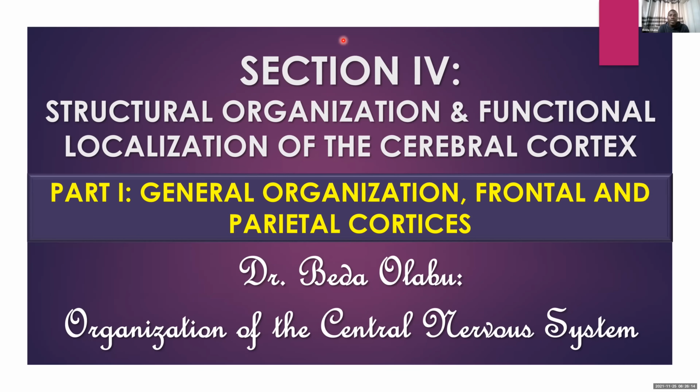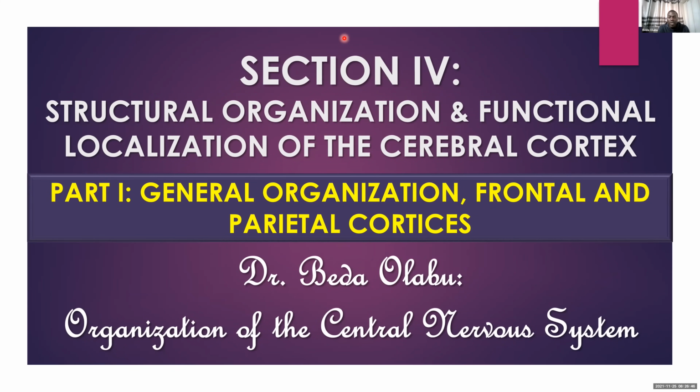So I welcome you now to this section 4 of the lecture series of neuroanatomy, focusing on the central nervous system. In this lecture, we are going to look at structural organization and functional localization of the cerebral cortex. This tends to be a very long lecture, and so I prefer doing it in two parts.